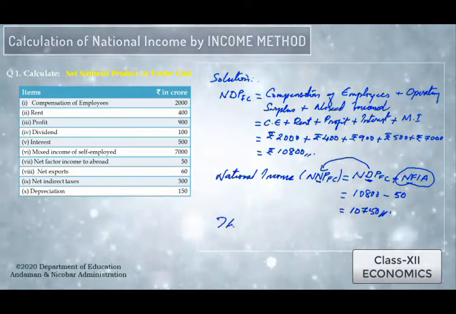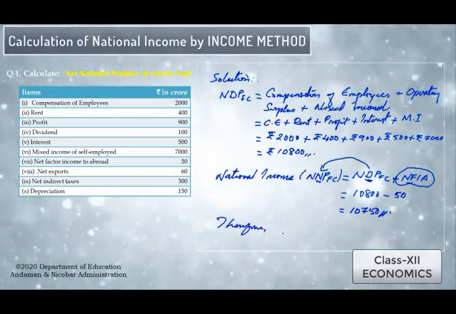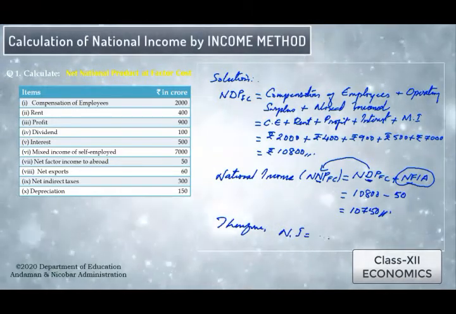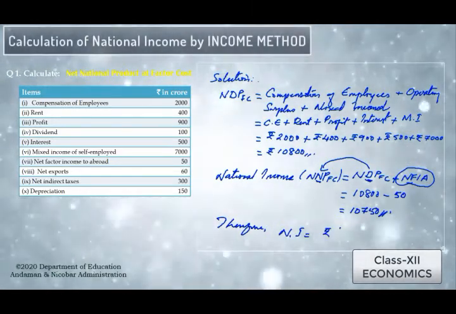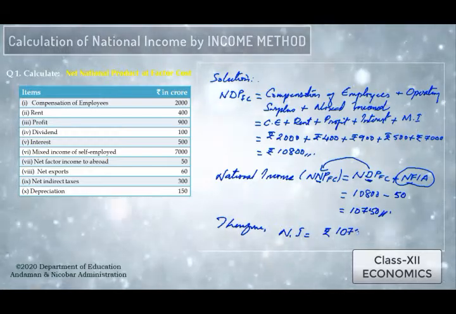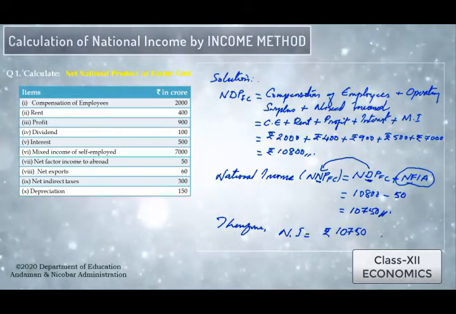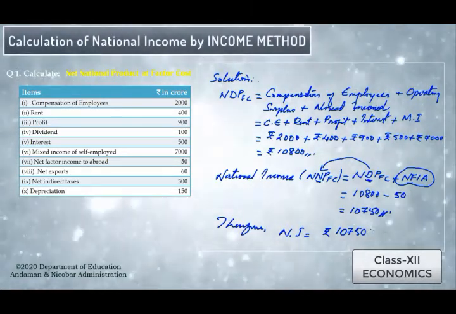10,750 is the value of national income. Therefore, we can write here, the national income is equal to rupees 10,750 crore.